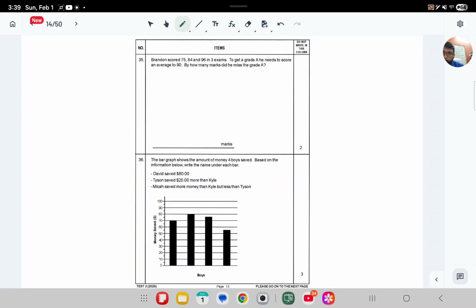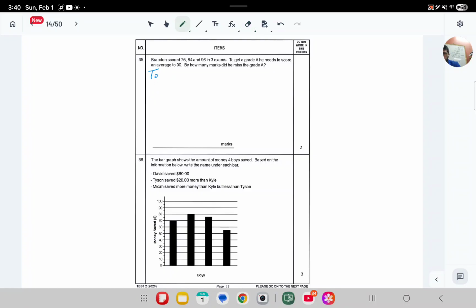Alright, number 35, Brandon scored 75, 84, and 93 in 3 exams. To get a grade A, he needs to score an average of 90. By how many marks did he miss the grade A? So in order to get an average of 90, we need to calculate how many marks that is. So it's 3 exams he's doing. To calculate the sum, we take the average and multiply it by the number of numbers.